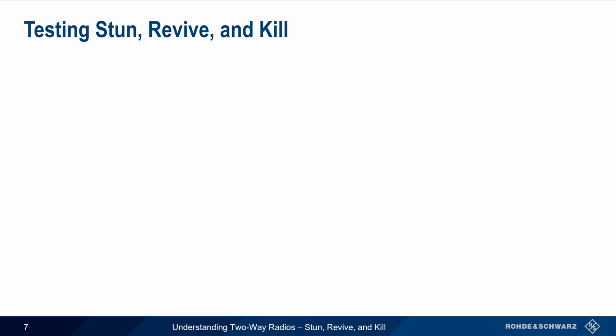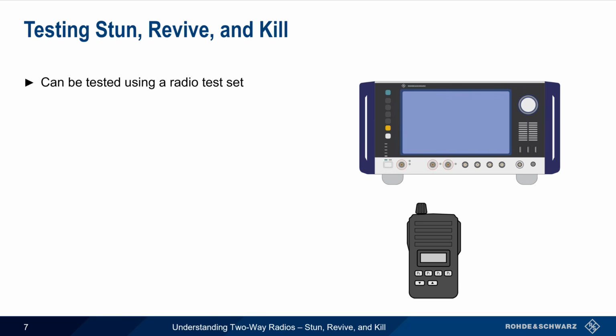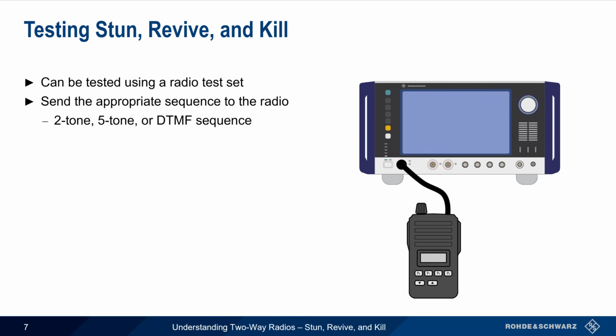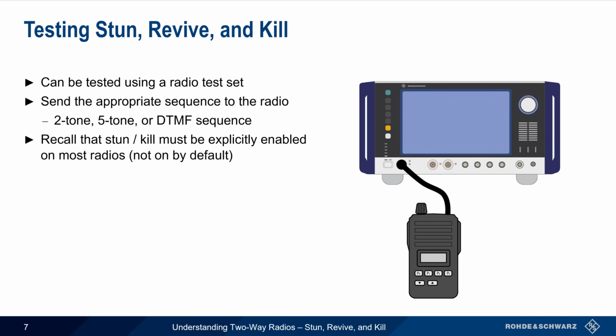Before we end this presentation, let's look briefly at how stun, revive, and kill are tested. Most often this is done using a radio test set, which is connected via a cable to the radio under test. This test set is used to send the appropriate tone sequence to the radio under test, that is, a 2-tone, 5-tone, or DTMF sequence. It's worth recalling that a radio typically requires some kind of configuration before it can be remotely stunned or killed, so this should be checked before testing begins.